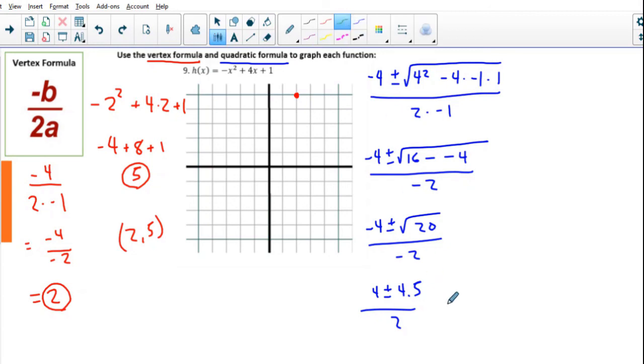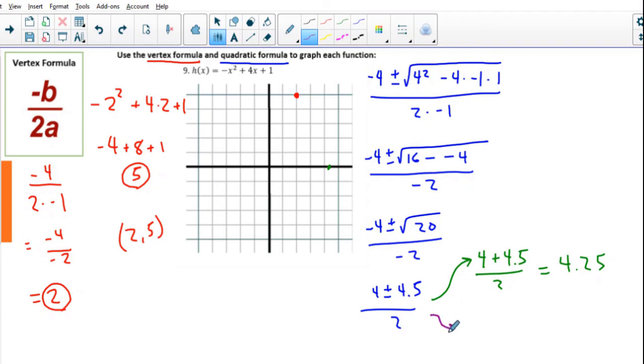So let's go ahead, we're going to get 2 answers here. Let's go ahead and add these first. 4 plus 4.5 over 2. 4 plus 4.5 is 8.5, and then divided by 2 is 4.25. So on the graph, it's going to be 1, 2, 3, 4, kind of in between the grid line here, between that 4 and 5.